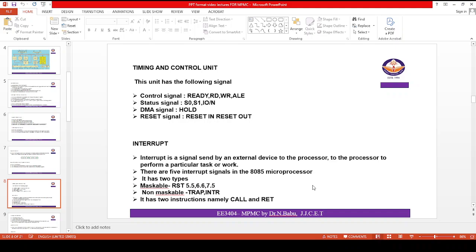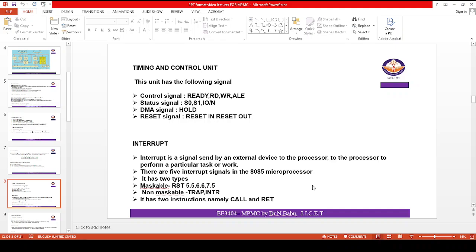Before that, one acknowledgement signal is sent by the processor. One request is coming from external devices. After receiving it, the processor immediately sends the acknowledgement signal to that particular device.